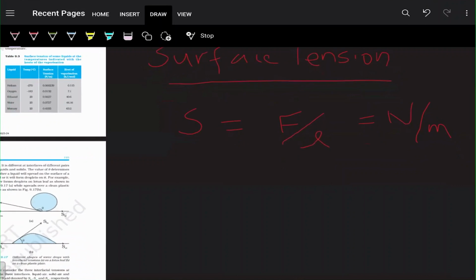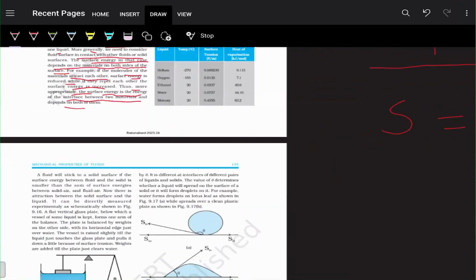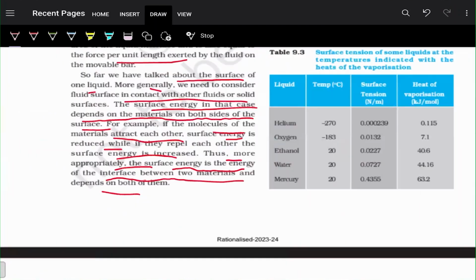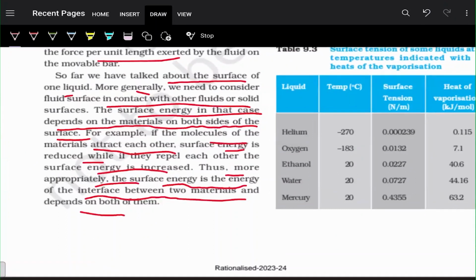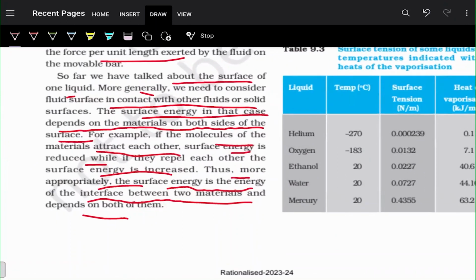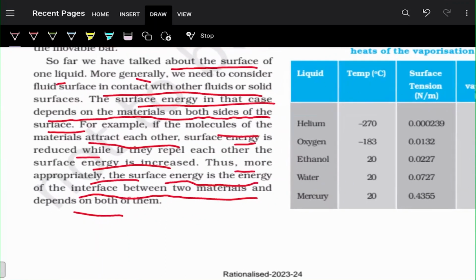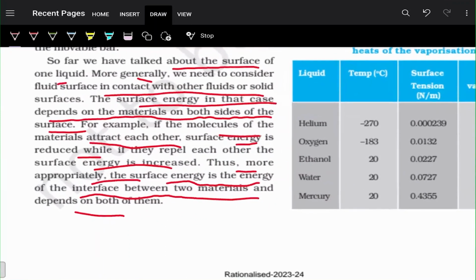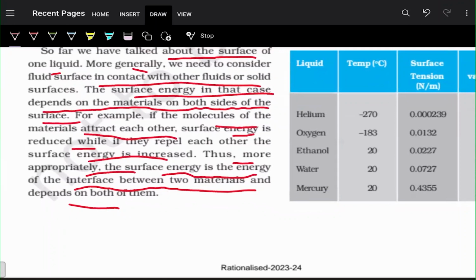Correct. Newton per meter. Okay, correct. Yes. So here it is said, look: the surface energy in that case depends on the materials on both sides of the surface. For example, if the molecules of the materials attract each other, surface energy is reduced.